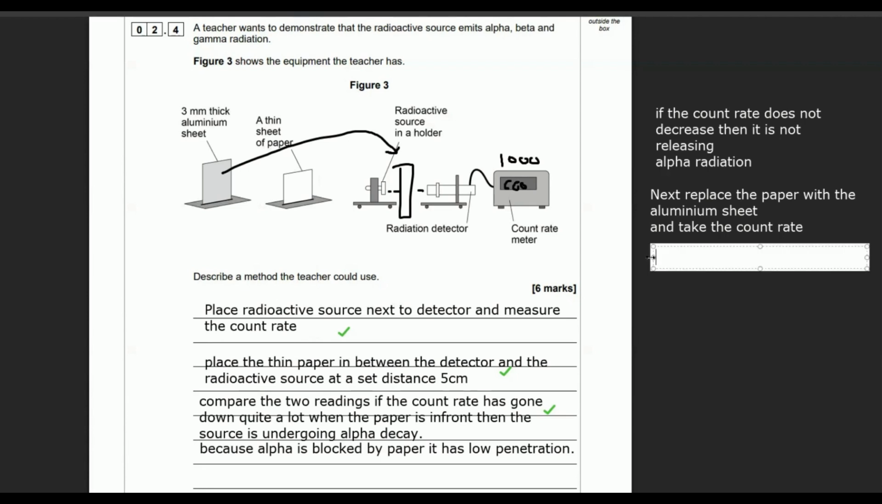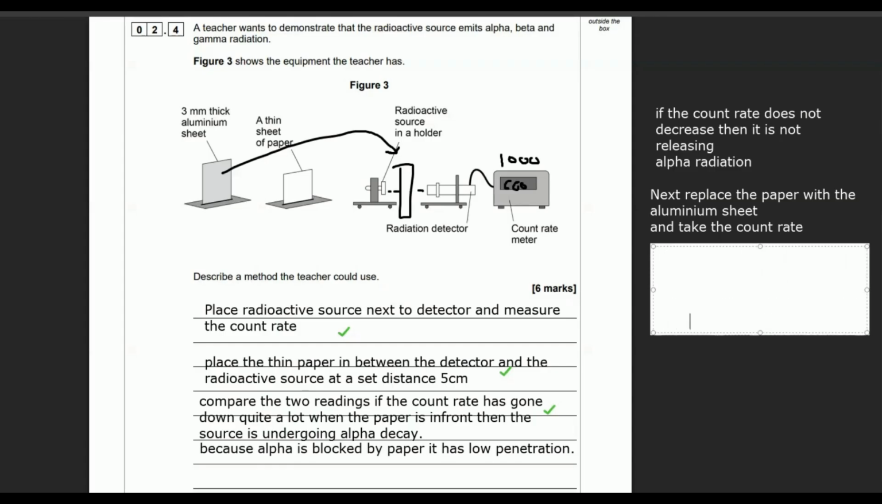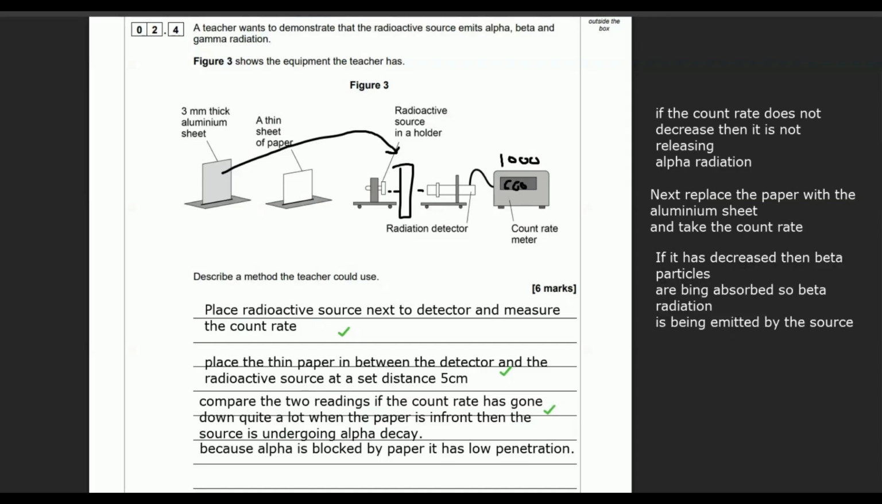So next, replace the paper with the aluminium sheet and take the count rate. If it has decreased, then beta particles are being absorbed. So beta radiation is being emitted by the source. That's the way to find out if beta is being emitted by the source.